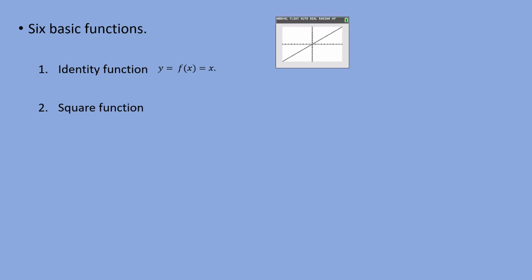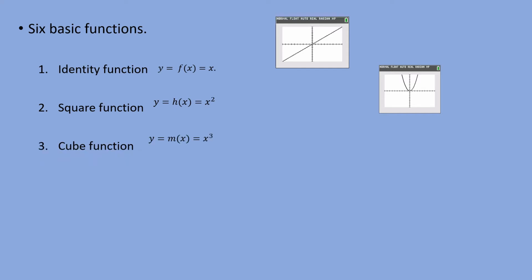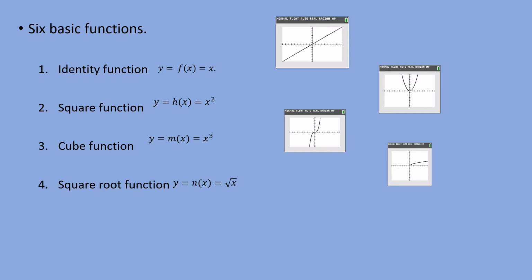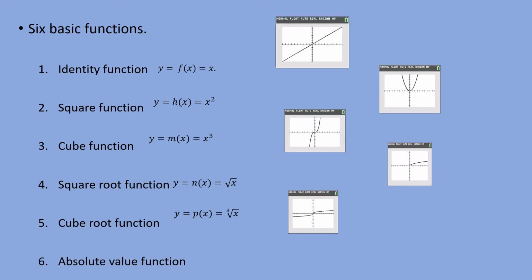The square function is y equal to x squared, or h of x equal to x squared, and the graph will look like a parabola. A cubic function is y equal to x cubed, and the graph looks like this. A square root function is y equal to square root of x. The cube root is y equal to cube root of x. An absolute value function will be y equal to absolute value of x, and that is the graph.